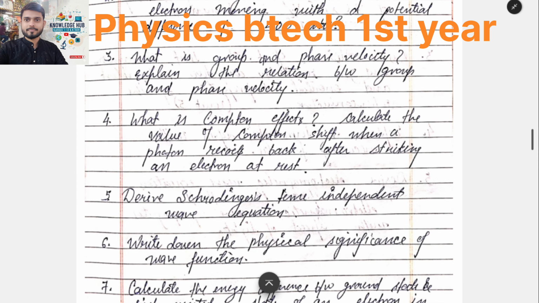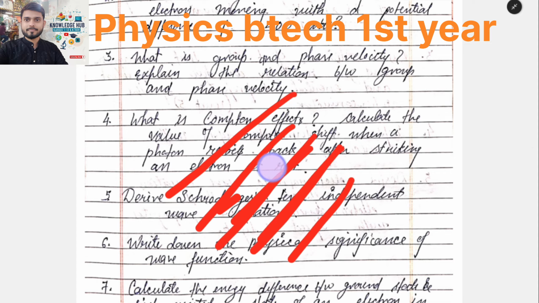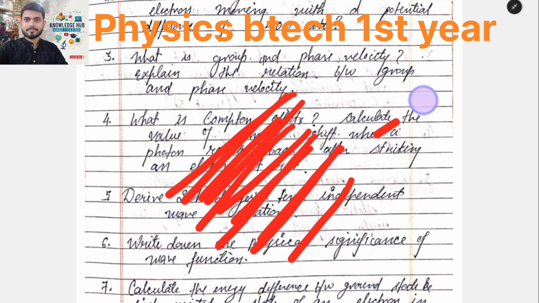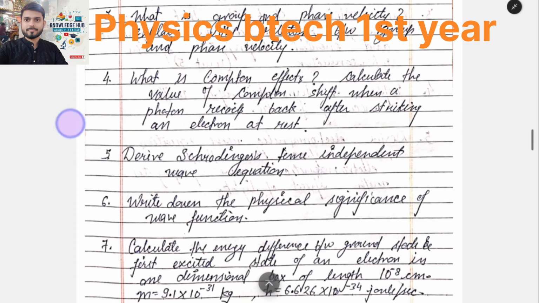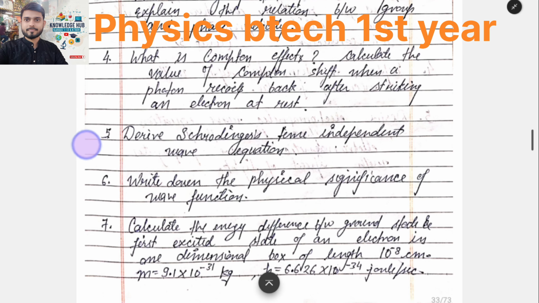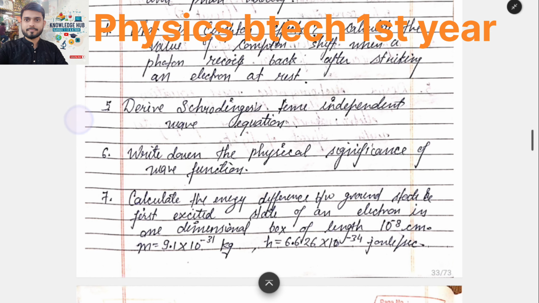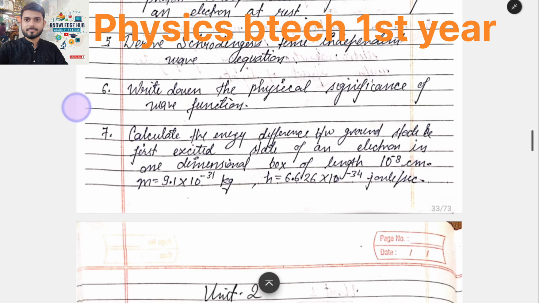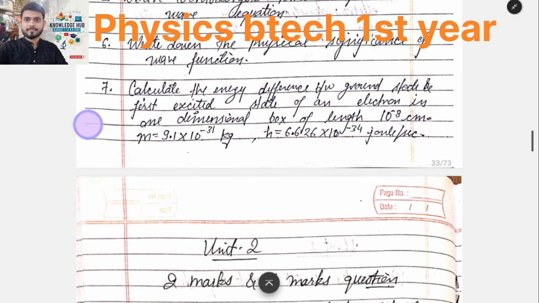Basically, group velocity passes from in group and phase velocity passes from not in group. So the fourth is what is the quantum effect? Calculate the value of the Compton shift when a photon recoils back after striking an electron at rest. The fifth is derive the time-independent Schrödinger wave equation.